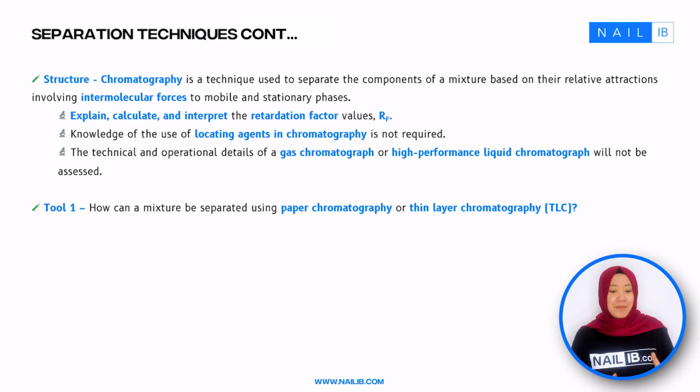Okay, the next subtopic is about chromatography, where you need to know how to explain, calculate, and interpret the retardation factor values, Rf. The knowledge of the use of locating agent in chromatography is not required. Also, the knowledge about gas chromatography, GC, and HPLC, high performance liquid chromatography, also are not required.